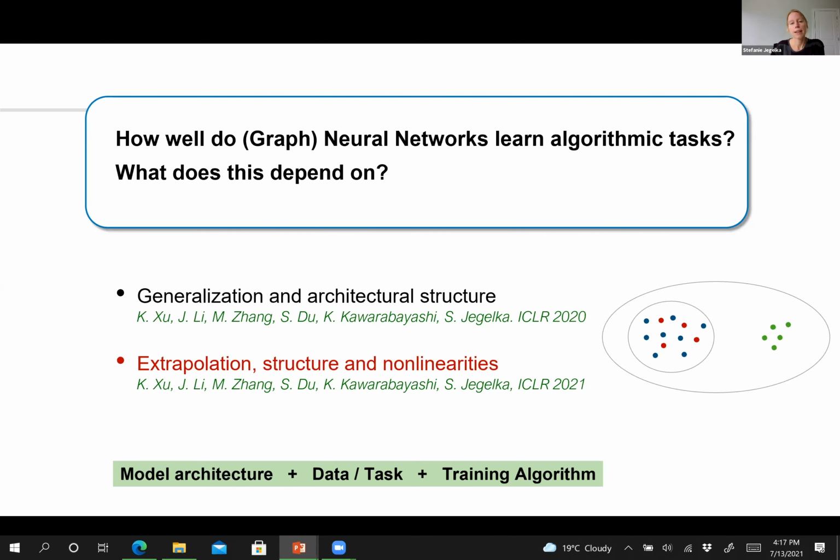So next, I would like to go on and talk about extrapolation. What we'll see here is that this notion of algorithmic alignment is actually used in a lot of the practical architectures, but what is important is actually more than that. You have to be more careful about the nonlinearities in your task.